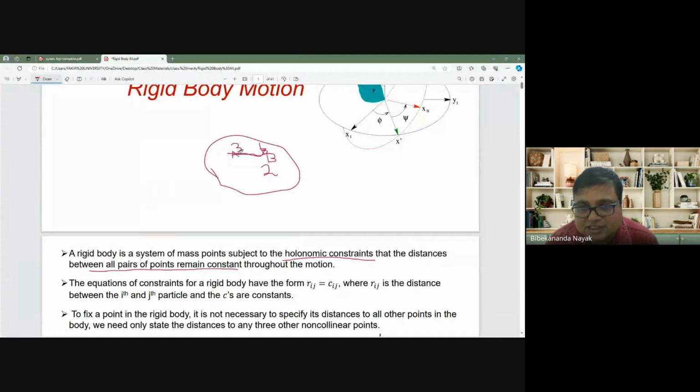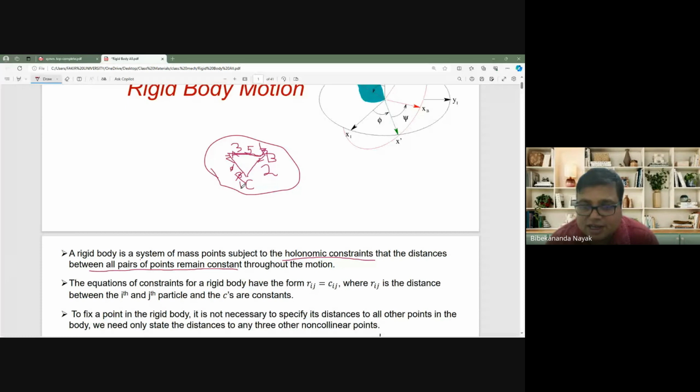Suppose it is connected along the X axis, so the X coordinate of B can be determined from A. If the distance is 5 and the X coordinate of A is 2, then obviously the X coordinate of B is 7. We have to only determine Y and Z. So we need extra 2. Similarly, if I take C, actually 3 are needed, but the distance from A to C is fixed and the distance from B to C is fixed. So two relations exist, and only one extra coordinate is needed for C.